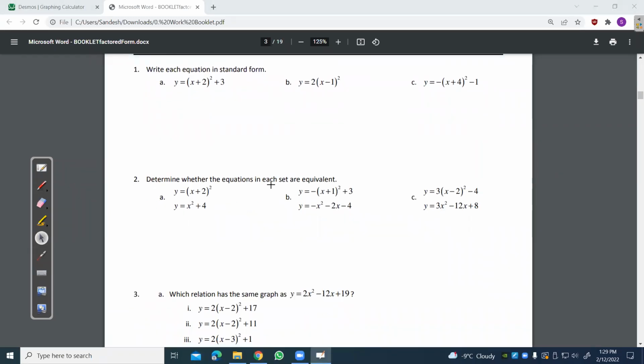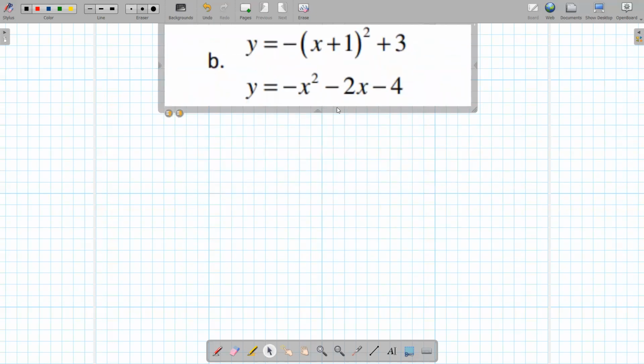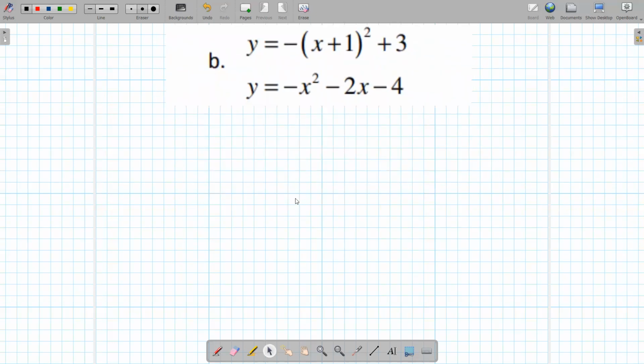So this one is asking us, are these two equal? Is the one on the top the same thing as the one on the bottom? How could we possibly check that?